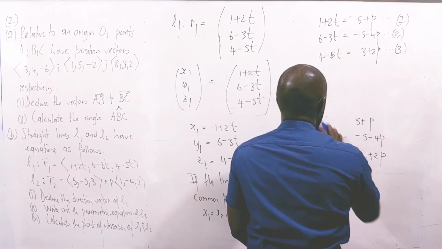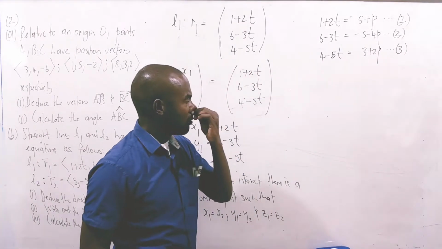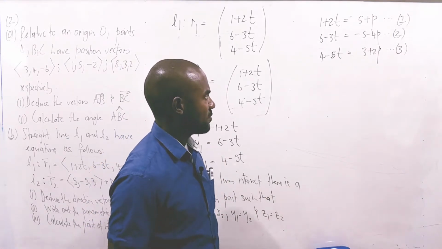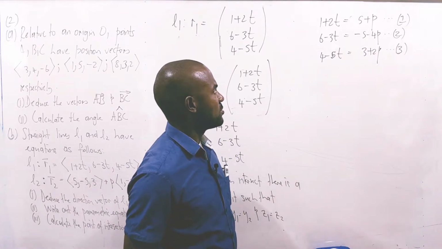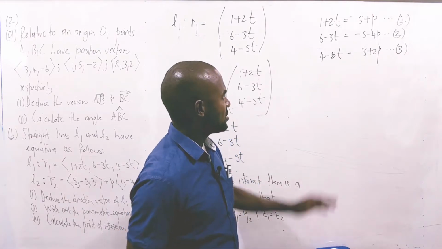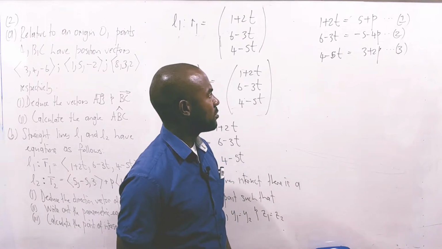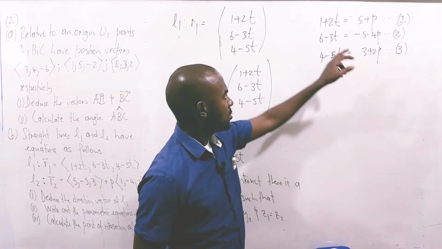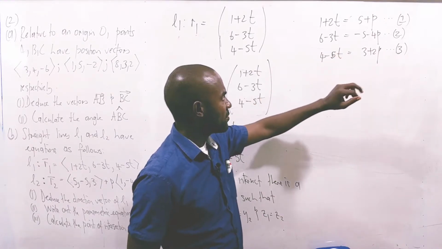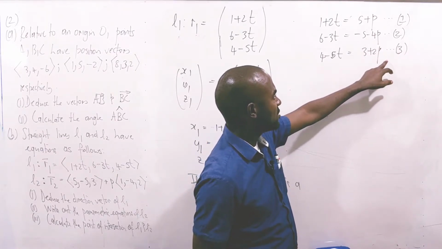So now we have three equations in t and p, and we'll solve the equations simultaneously. We'll take two of the equations together, solve them simultaneously for p and t, and then substitute the values of t and p into the third equation to see if it actually satisfies it. So let's focus on equations 2 and 3 and examine the coefficients of t and p in both equations. In equation 2, the coefficient of t is minus 3, while in equation 3, the coefficient of t is minus 5. In equation 2, the coefficient of p is minus 4, whereas in equation 3, the coefficient is 2.